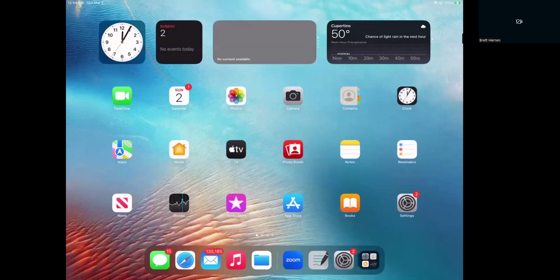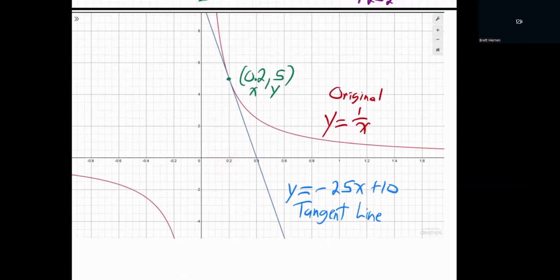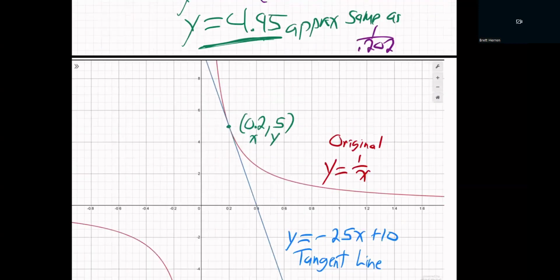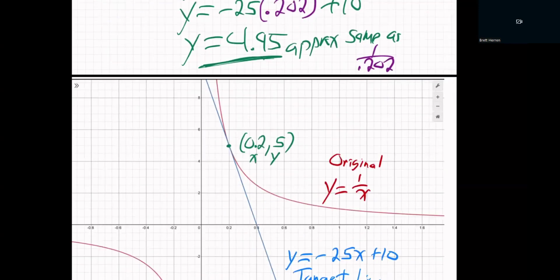They're close. So we can see that in the graph, right? Around 0.2, around this neighborhood, the red and the blue are very close. We found 4.95 is the approximation. That's the height of the tangent line, right about here. And the red is just barely above it on that one. You can tell, if they ask you which one's higher or whatever, you can see.